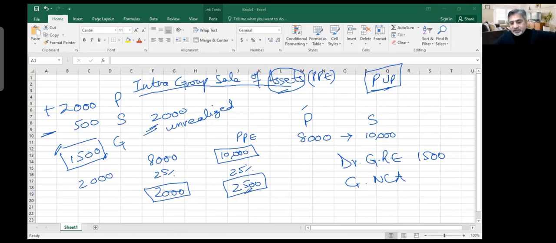But out of this 2,000, the additional depreciation is 500. So it has been depreciated by 500. It means that the net balance, which is the adjustment we need to make in the asset, is also 1,500. What we should have done: debit group retained earnings 1,500, credit non-current asset 1,500.